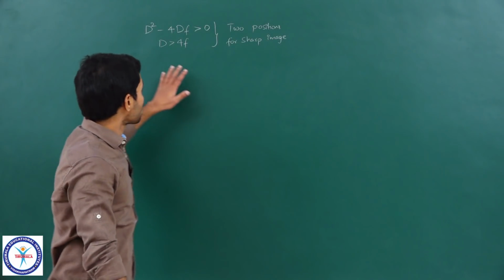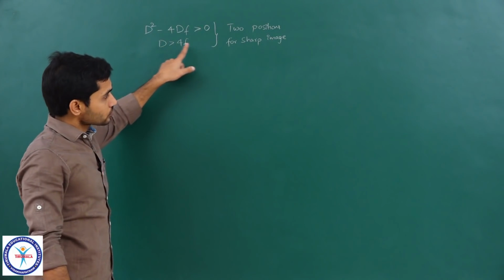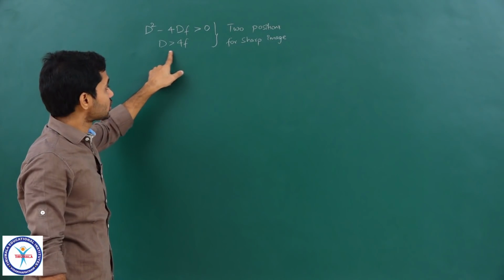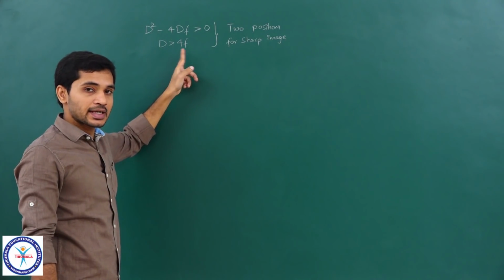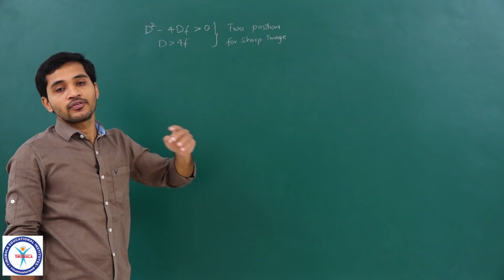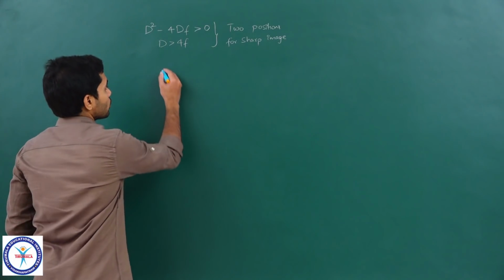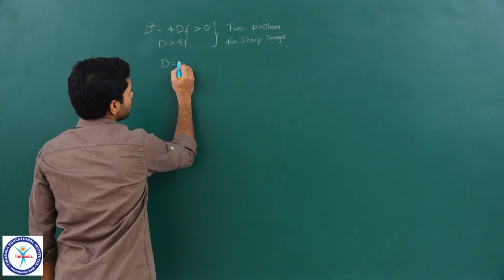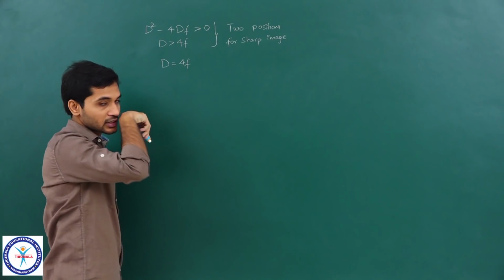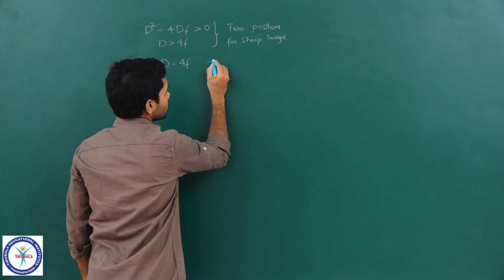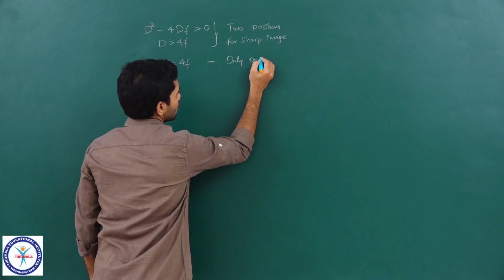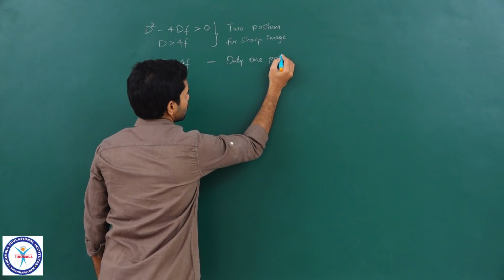So, students, this is what we have seen, right. For two sharp images or two positions for sharp image, this is the condition: separation between the object and the screen should be greater than 4 times the focal length. Now, if this is equal to 0, then here d will become equal to 4f. You know that when the discriminant becomes 0, we get only one position, right? Only one position.